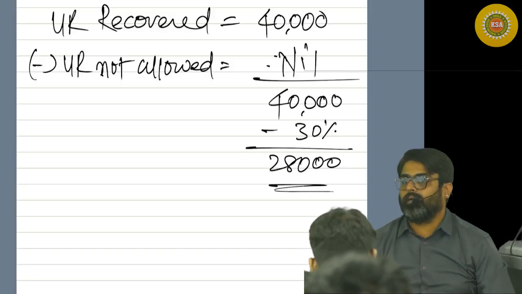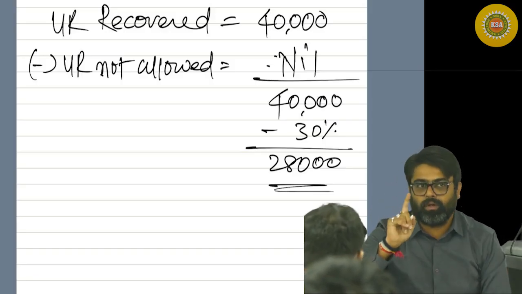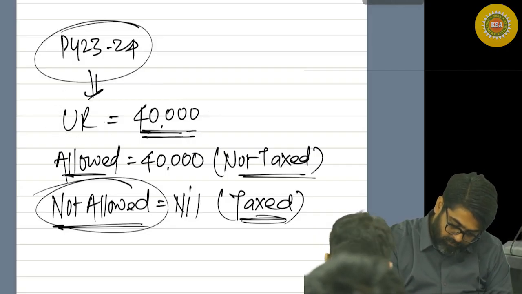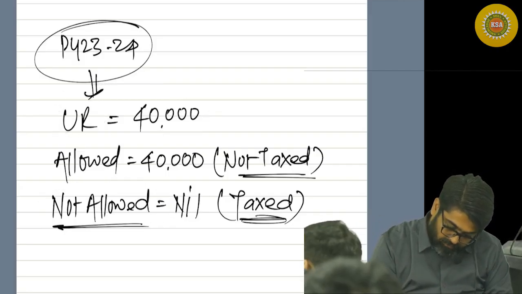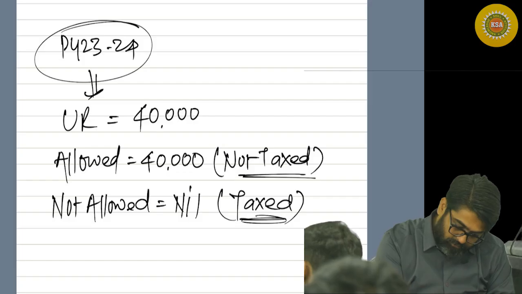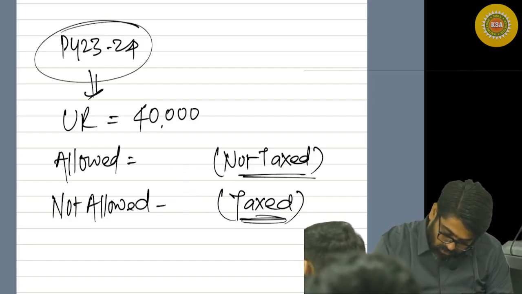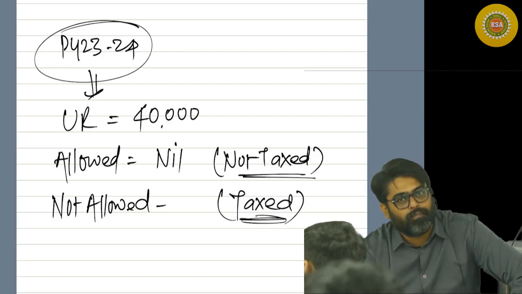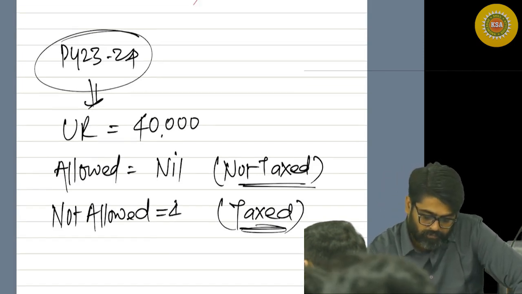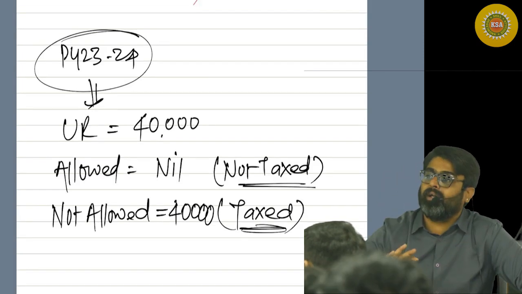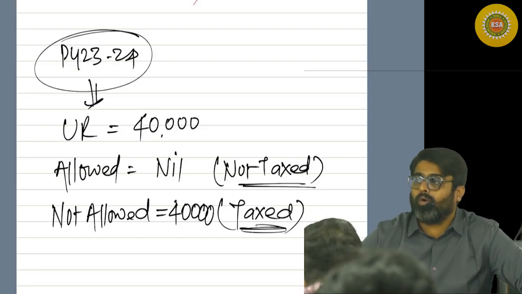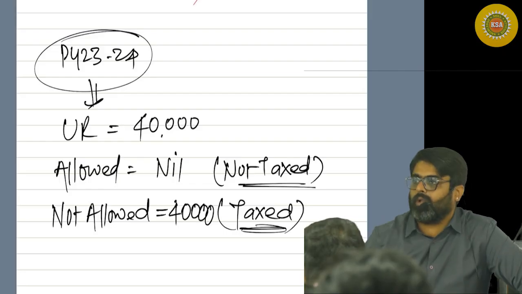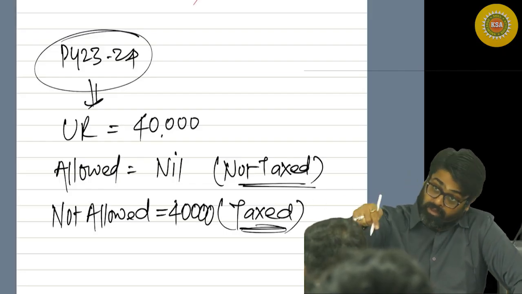Did you understand? First case everyone understood? Now second case. Please pay attention. How much was the unrealized rent? How much was allowed? And how much was not allowed? Meaning you wanted that 40,000 should be allowed. But the department said no, 40,000 we will not allow. Keep that 40,000 in your calculation.